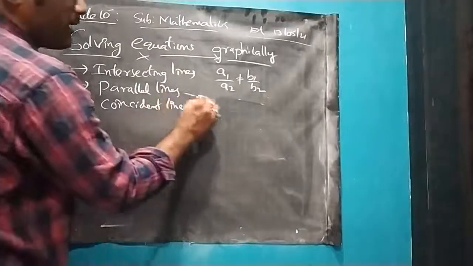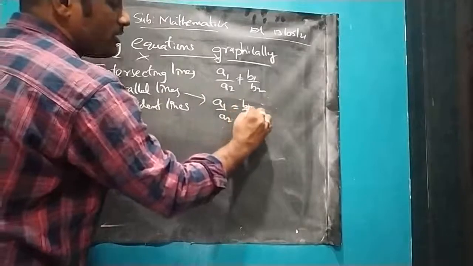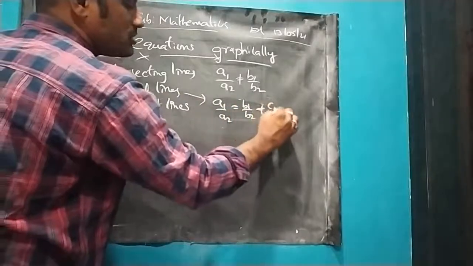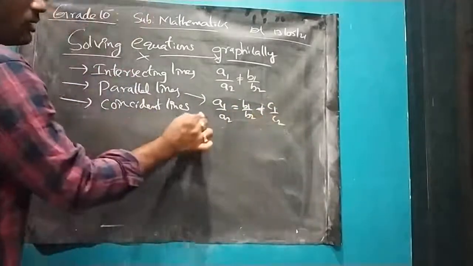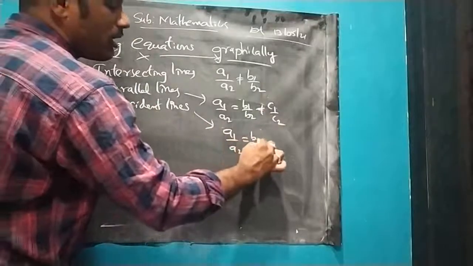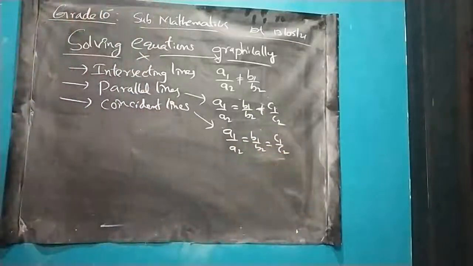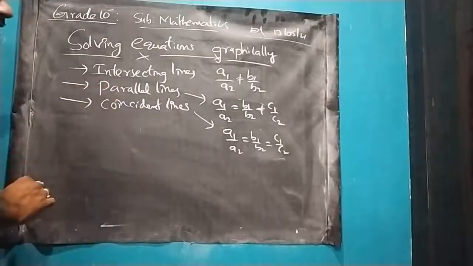What is the condition for parallel lines? A1 by A2 is equal to B1 by B2, but it is not equal to C1 by C2. What is the condition for coincident lines? All three values should be equal. So these are the conditions for the three types of lines.